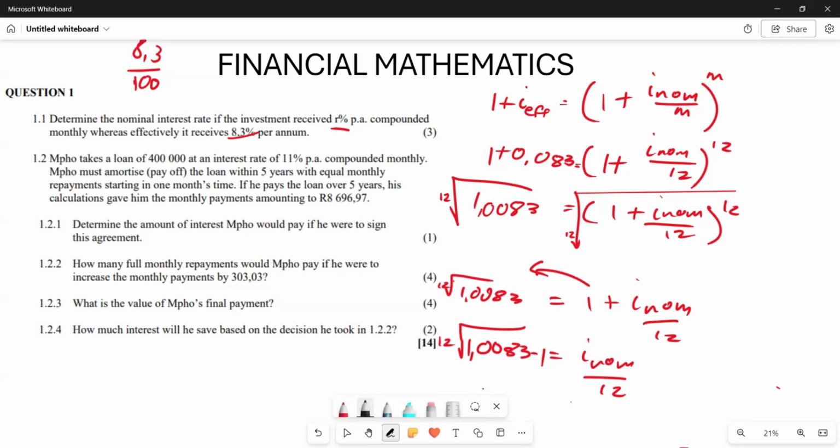Now, after you've done this, when you cross multiply, you're going to take these two and multiply them by 12. As you multiply this by 12, this is going to be the same as your i nominal. Your i nominal is going to be 0.08 multiplied by 100. Then the i nominal rate is going to be the same as 8%. This is the 8% that you're going to find.